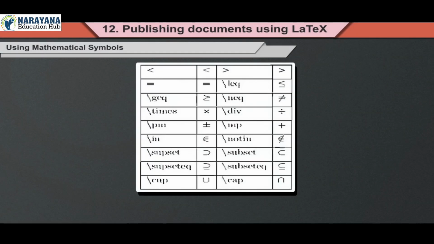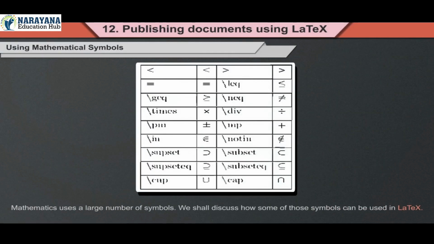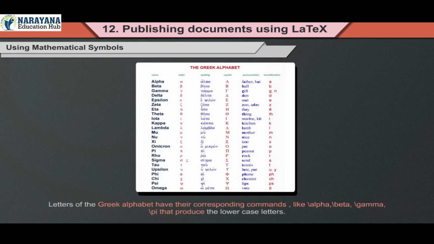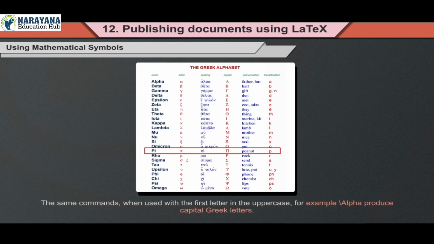Using mathematical symbols. Mathematics uses a large number of symbols. We shall discuss how some of those symbols can be used in LaTeX. Letters of the Greek alphabet have their corresponding commands like \alpha, \beta, \gamma, \pi that produce the lowercase letters. The same commands when used with the first letter in the uppercase, for example \Alpha, produce capital Greek letters.